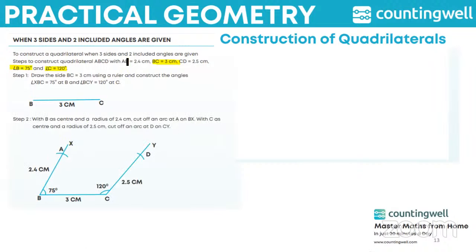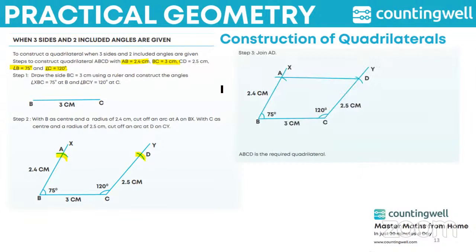And then we have AB equal to 2.4. So we'll take the distance 2.4 and mark the radius. And here we have 2.5. So at last we will join A and D, and hence we will get the required quadrilateral ABCD.